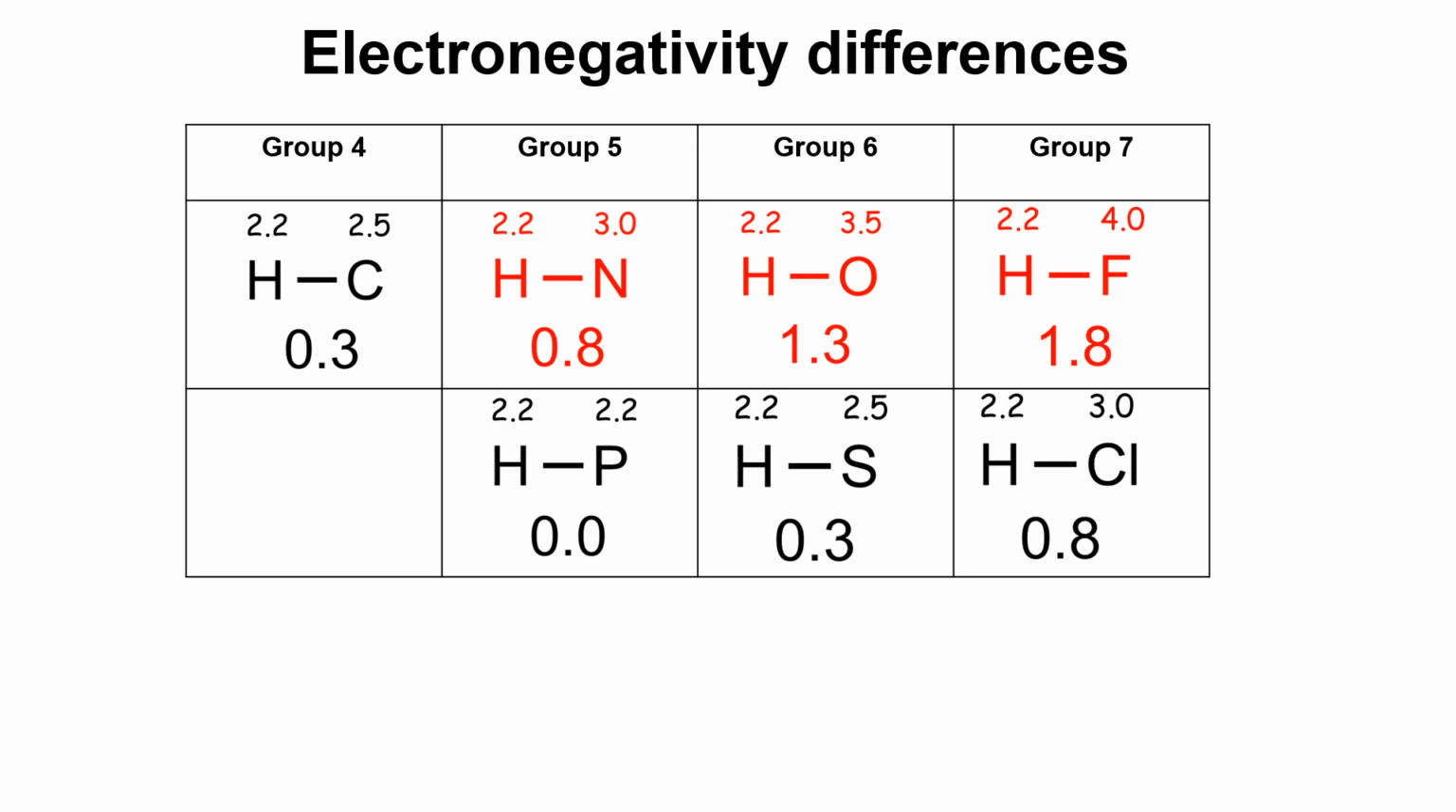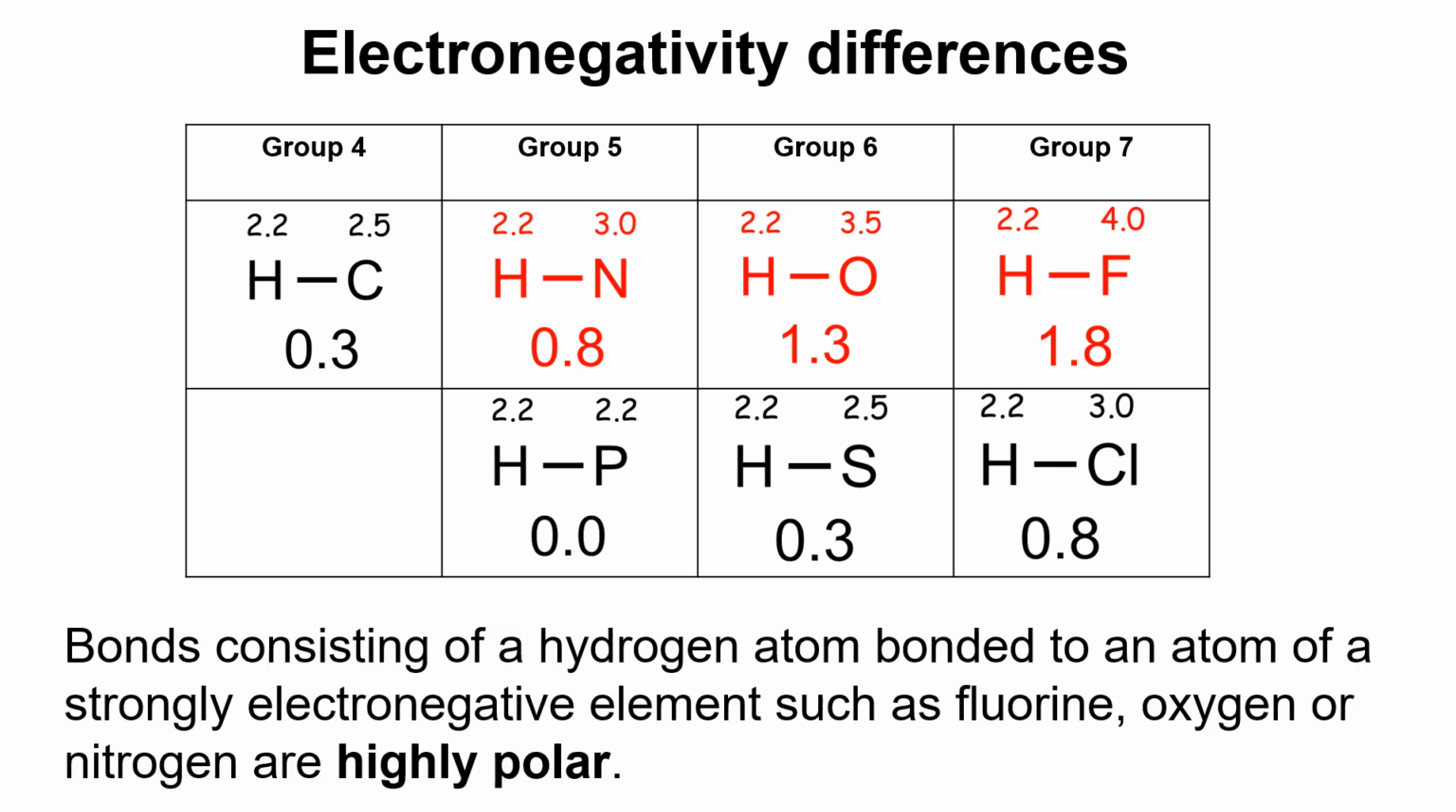So we say that these bonds are very polar, i.e. there's a very strong negative charge at one end of that bond and there's a very strong positive charge where the hydrogen is.